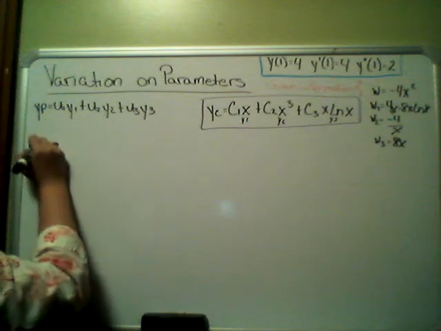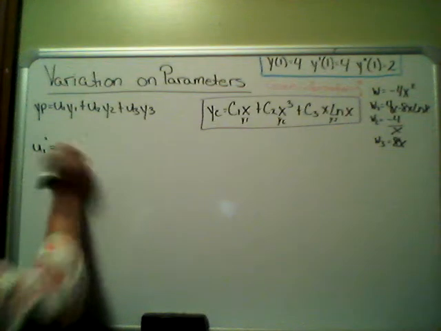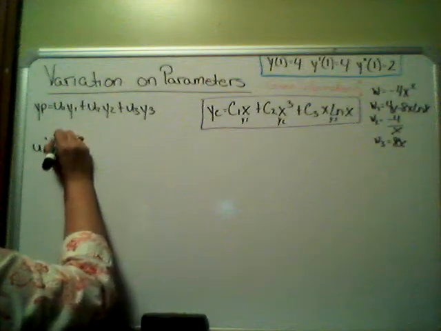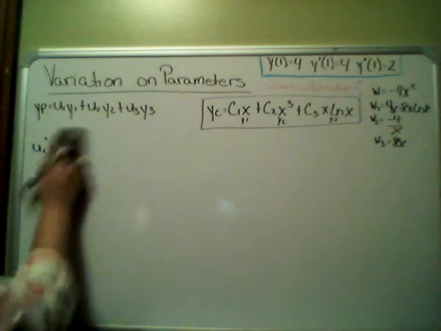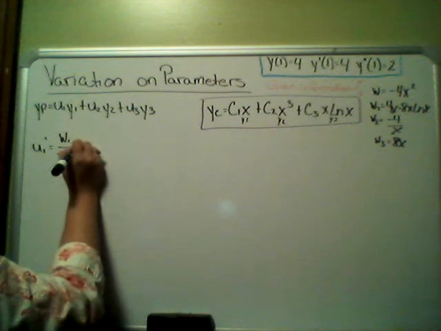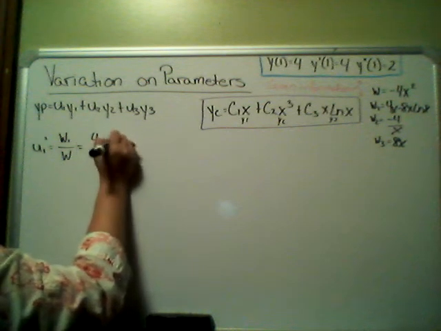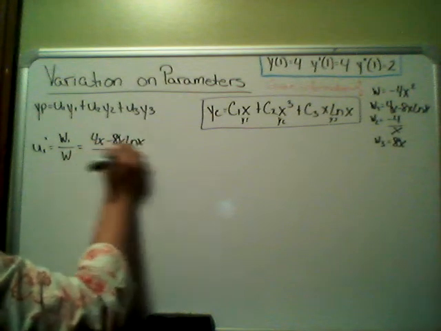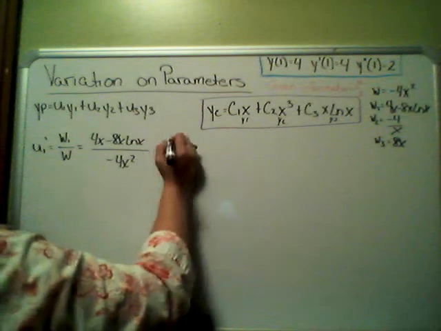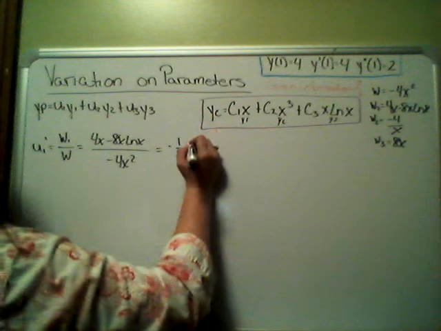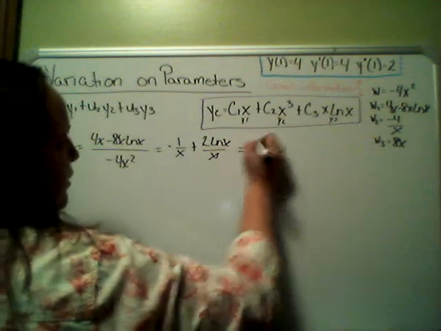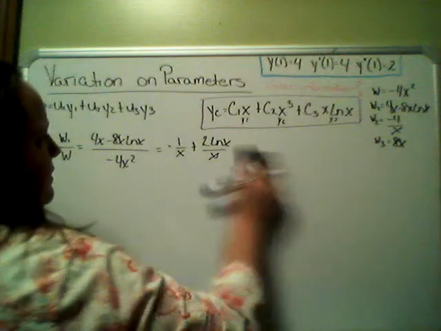The way we do that is u1 prime is going to equal W1 over W. That is going to equal 4x minus 8x ln x all over minus 4x squared, which will simplify to minus 1 over x plus 2 ln x over x, which can be rewritten, but I won't because they leave it in this form.